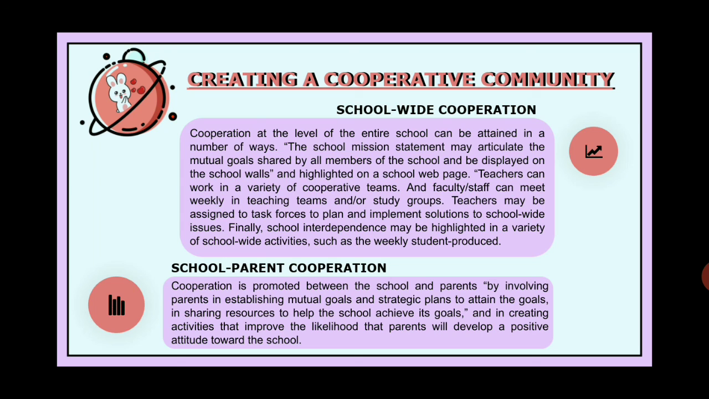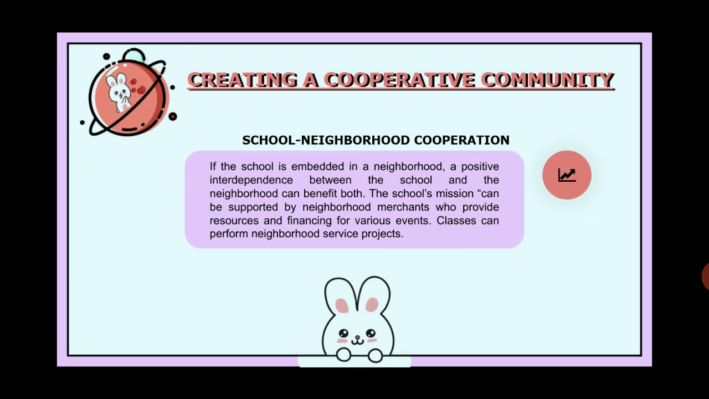Fourth is the school-parent cooperation. Schools will be supported by the students' parents to establish mutual goals and formulate strategic plans to achieve them. Lastly, the school-neighborhood cooperation. If the school is near a neighborhood, an interdependence may arise. The neighborhood will help the school by providing resources for events, while classes perform service projects for them in exchange. That will be all.